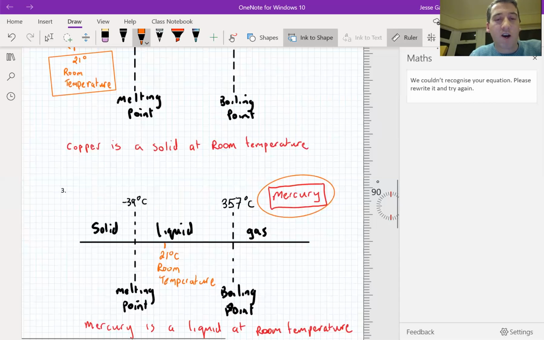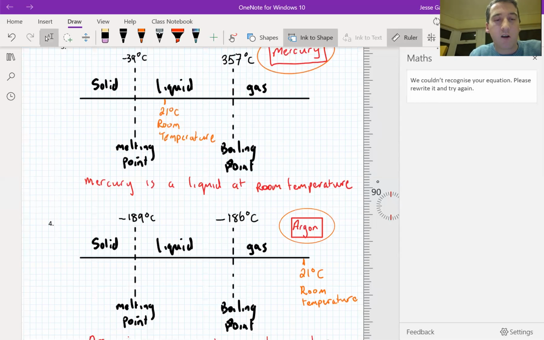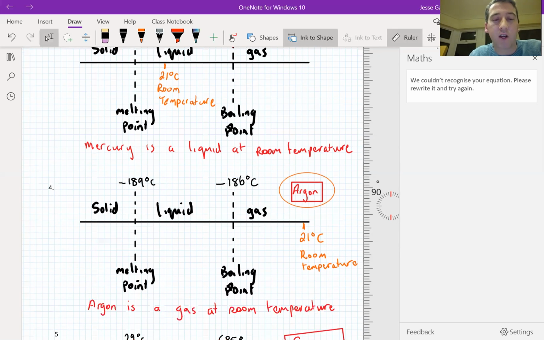Next one, we're talking about argon. Okay, so argon here, this is my substance, argon. Argon has a melting point of minus 189 and a boiling point of minus 186. Only 3 degrees in the range there. That means it will only be a liquid for 3 degrees. So very close melting and boiling point there, so unusual. Now I plot my 21 degrees. Well, 21 degrees is much higher than either of these. It's way above minus 186. So that means argon will be a gas at room temperature. Well done if you got that right.